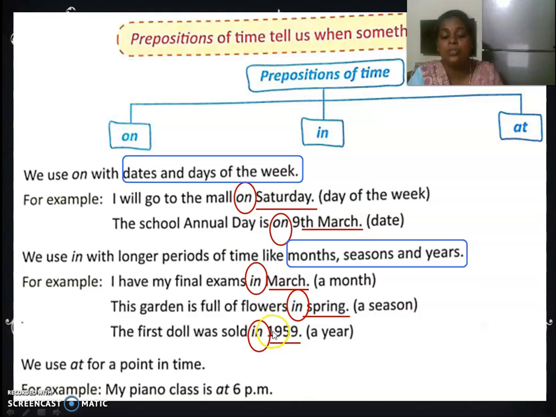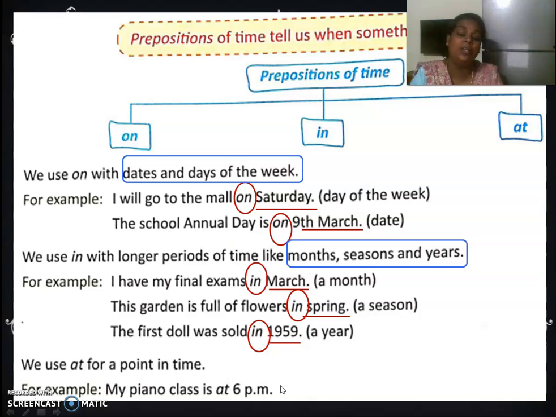The first doll was sold in 1959, so this is year, season and month. For all these three you get in. And finally, at. When do you say at? It is when you mention a particular time, say 6 o'clock, 8 o'clock, 10 o'clock, 8 a.m., 12 p.m., 2 p.m. 12 is exactly noon or midnight.